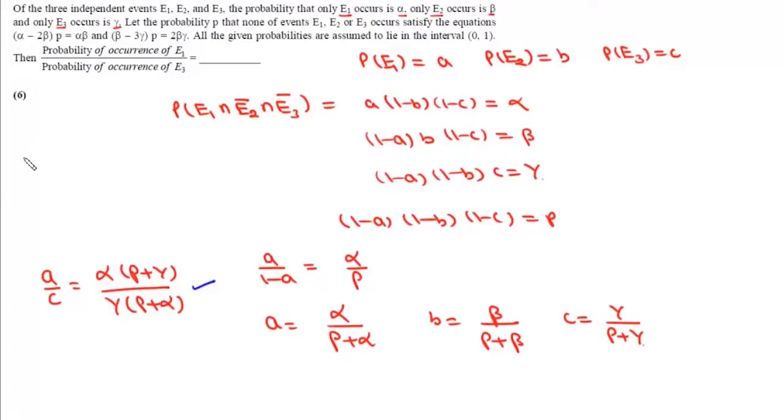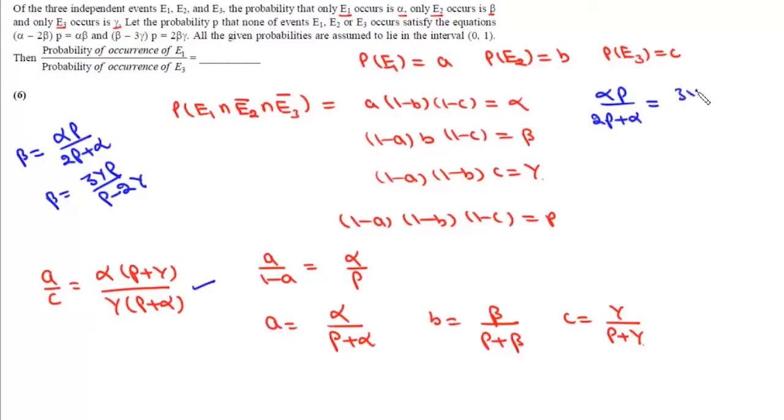Now from this first one we can write beta equals alpha P upon 2P plus alpha, and from the second one we'll write beta as 3 gamma P upon P minus 2 gamma. Now we equate them, we can write alpha P upon 2P plus alpha will be equal to 3 gamma P upon P minus 2 gamma.